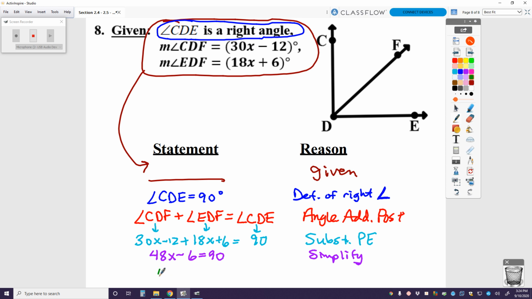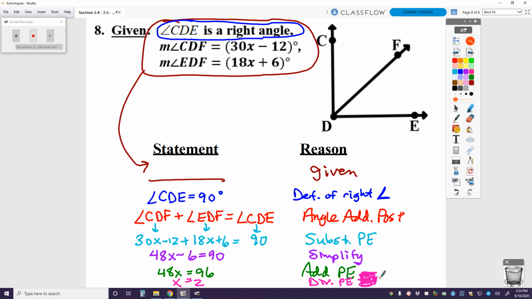Then we can add that 6 over to the 90 to get 96. So there's good old addition property of equality. And last but not least, we can divide that 48 over to the 96 and get that x is equal to 2. All right. So there are now finally all 8 practice problems.